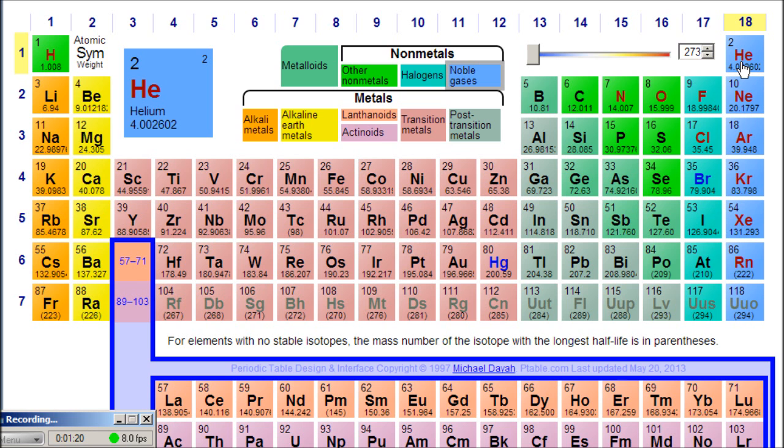So with that in mind, we could ask this question: which is going to be more attracted to the nucleus of these two systems? Is the 1 electron in hydrogen going to be more attracted to the nucleus of hydrogen, or is an electron in helium going to be more attracted to the nucleus of helium?